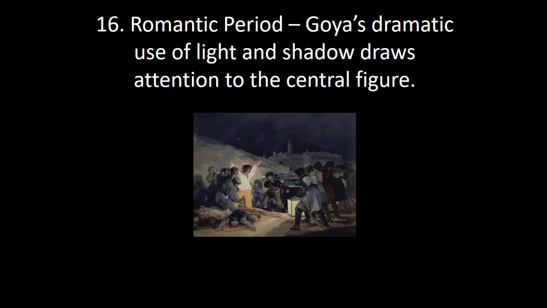Goya uses dramatic light. Look at that highlight on the gentleman who's about to be executed, and that sad look on his face, that defeated look. The light and shadow draws attention to this central figure. Very intense, very powerful, very emotional, very disturbing. That is romantic art, but there is nothing that we would consider modern day romantic. This isn't a romance. This isn't a love story. This is pure emotion.